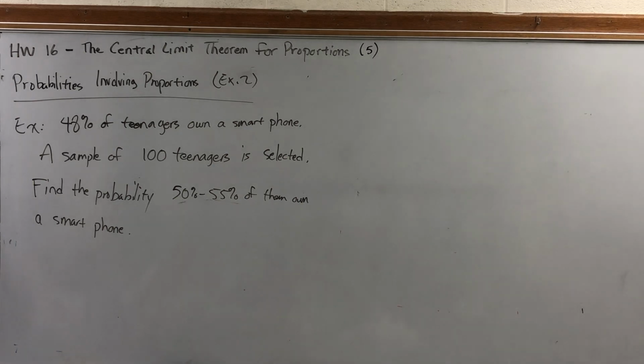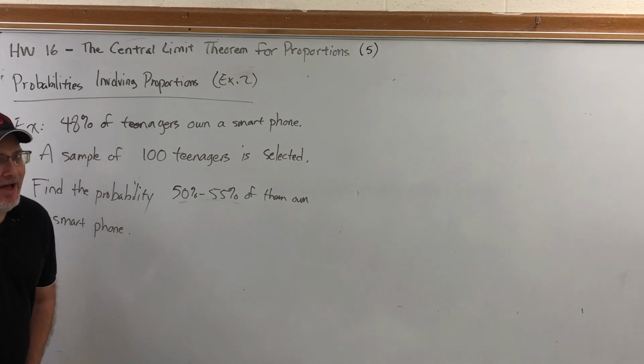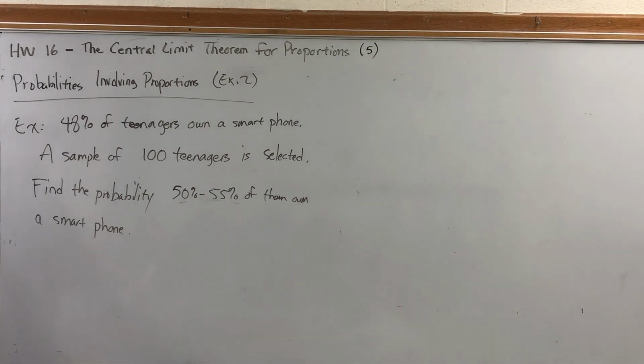Let's take a look at one more example. 48% of teenagers own a smartphone. I don't know how accurate that is, but let's go with it. A sample of 100 teenagers is selected. Find the probability 50 to 55% of them own a smartphone.